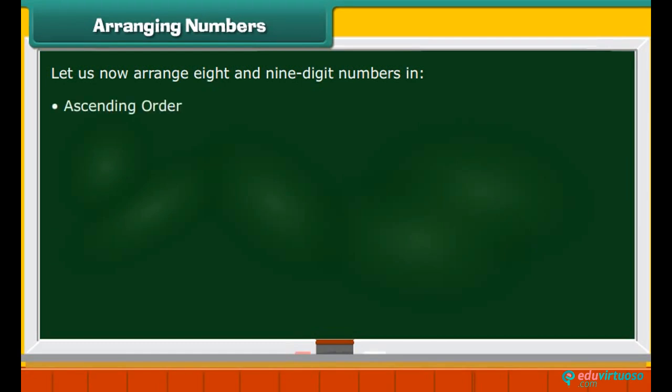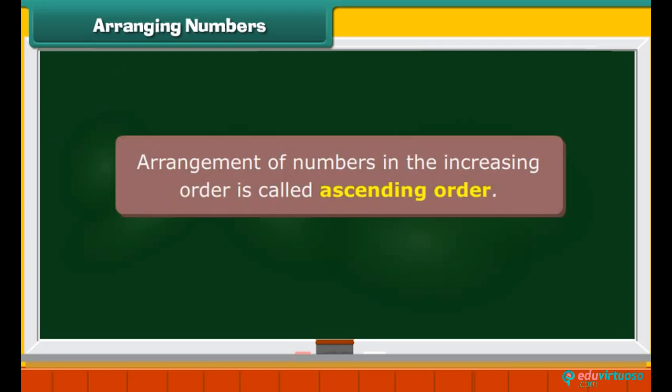Arranging numbers. Let us now arrange 8 and 9 digit numbers in ascending order and descending order. Let us now arrange numbers in ascending order. Arrangement of numbers in the increasing order is called ascending order.